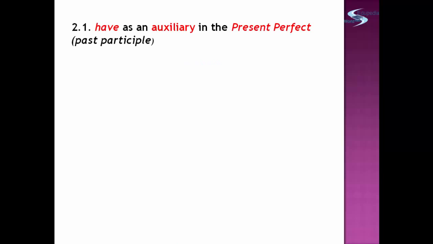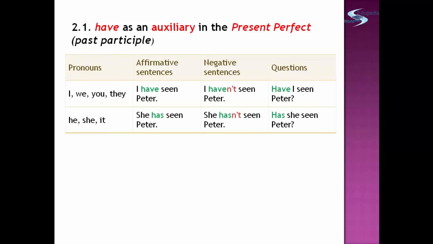2.1. Have as an auxiliary in the present perfect. Pronouns I, we, you, and they will have an example in the affirmative sentence: I have seen Peter. In the negative sentence, I haven't seen Peter. In the question form, have I seen Peter?